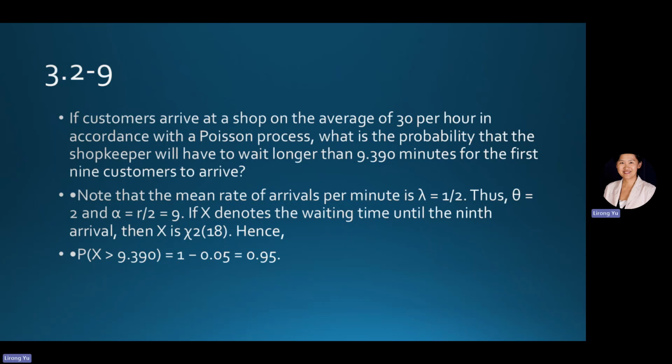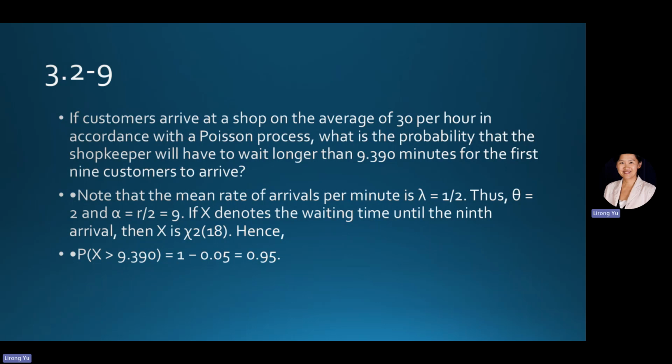Mean is 18. I was wondering why it's 18. Oh, yeah, we're saying that the average is 30 customers per hour. One hour has 60 minutes, with 30 customers per hour, so the average waiting time for one customer will be 2 minutes. Yeah, never mind, I understand. So theta equals 2, which is why we would want to use chi-square.